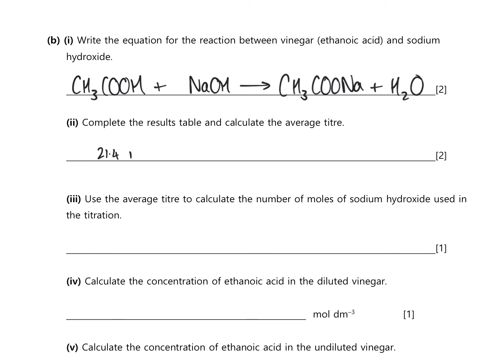So your 2 accurates were 21.4 and 21.3. Divided by 2, that gives us 21.35 centimetres cubed. You must include a unit, otherwise we don't know what unit of volume that's in.